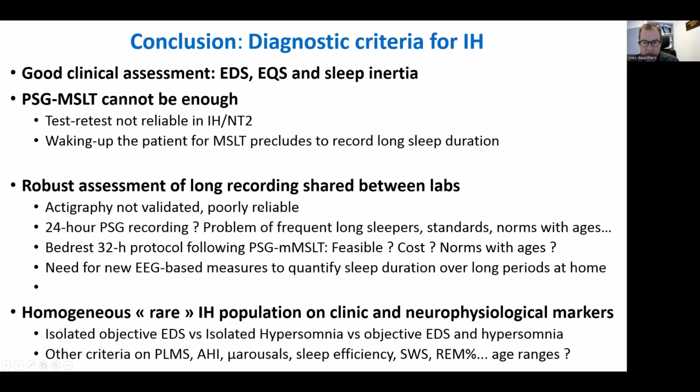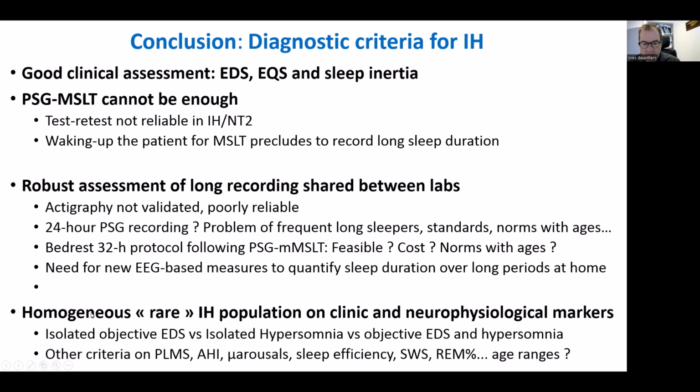Actigraphy is not validated and poorly reliable. You need to go to 24 hours at minimum, and probably I do recommend the 32 hours protocol, because the 24 hours protocol may have problems about long sleepers and standards and norms, especially with age. But the 32 hours is also an issue because it's less feasible and costly. So we need new devices for sure, new EEG-based measurement, but in the next few years it should become available.